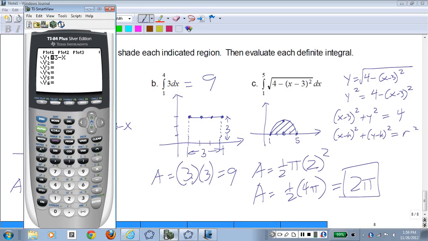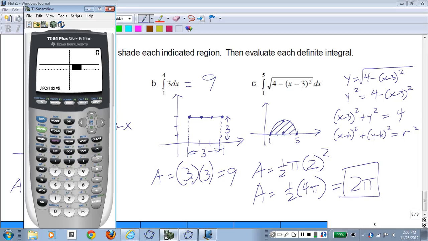If we change it to y equals 3, horizontal line, but we just want to tell it to find the area between 1 and 4. Second, calc 7. Lower limit is 1. Upper limit is 4. And so, in this viewing window, it doesn't look like a square, but it's a square. That has an area of 9.